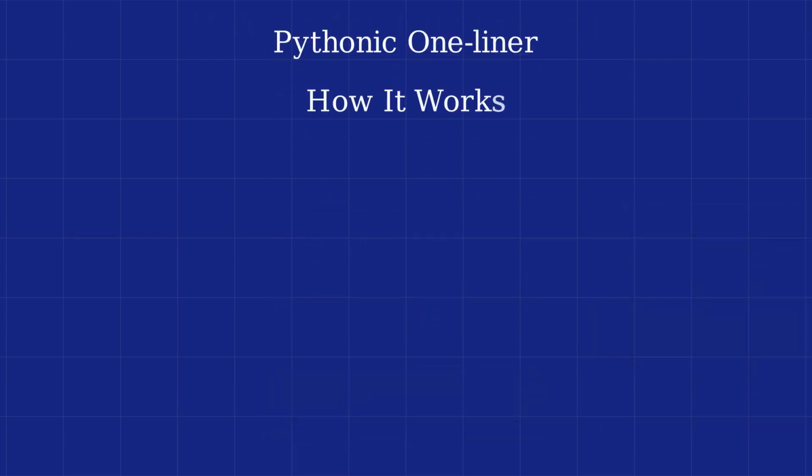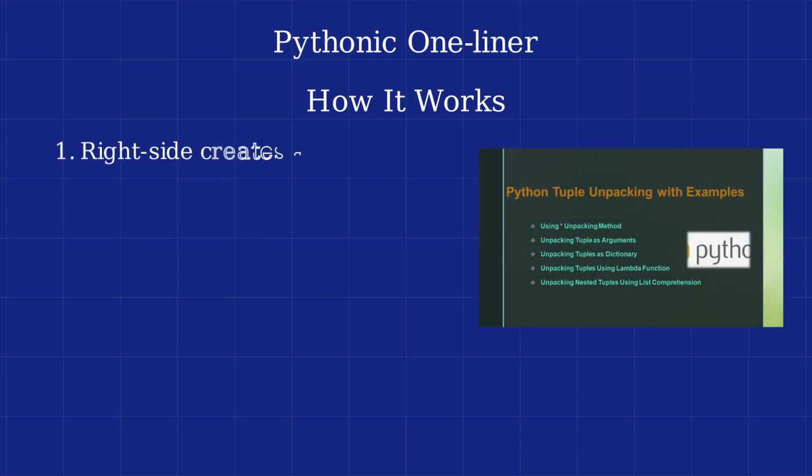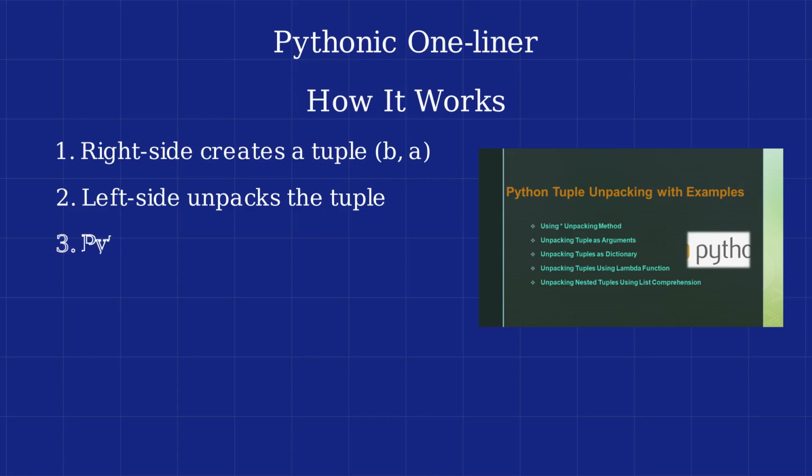The magic behind this elegant swap lies in Python's tuple packing and unpacking features. First, the right-hand side, b, a, creates a tuple containing the values of b and a. Then the left-hand side, a, b, unpacks this tuple, assigning the first value to a and the second to b. Python always evaluates the right side before the left, ensuring original values are captured properly.